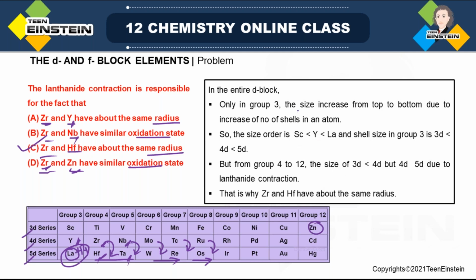In the entire d block, only in group 3, that is the first group, the size increases from top to bottom, that is from 3d to 4d, 4d to 5d. It is normal because there is no lanthanide contraction consequence. That is the reason the size as you are moving from Sc to Y to La is normal. But from group 4 up to group 12, the size of 3d is lesser than 4d, that is fine, but the size of 4d and 5d is almost the same because of lanthanide contraction. That is why these two will have the same radius.